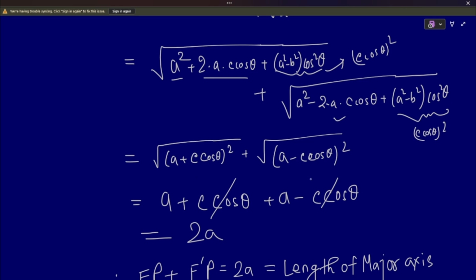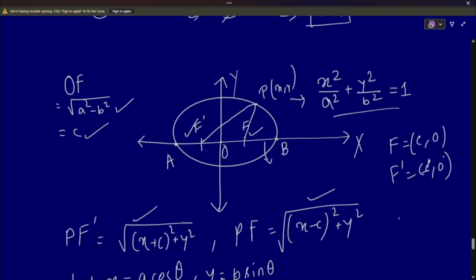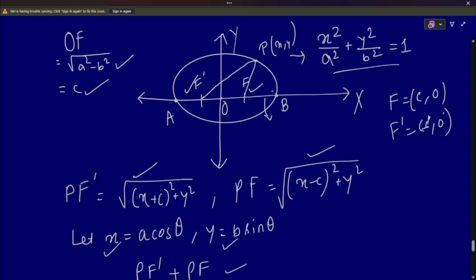And so is a minus c cos theta, because if you remember, c is the distance of the foci from the origin and the length of the semi-major axis should always be greater than that length. So a minus c cos theta is always positive because cos theta is always less than 1. So the final answer becomes 2a, which is the length of the major axis. Thus, we can say that if you take a point anywhere on the circumference of the ellipse and find its distance from the foci of the ellipse, the sum of the distances always remains constant and is equal to the length of the major axis.